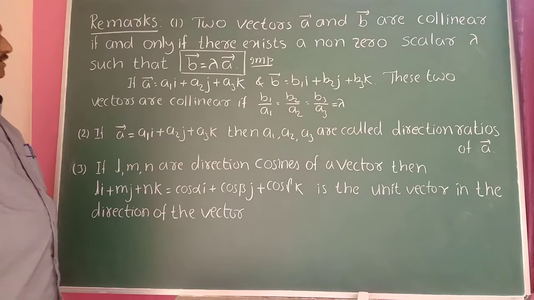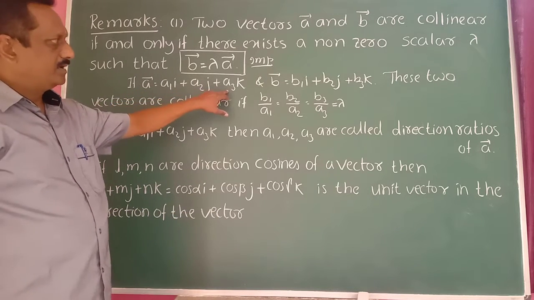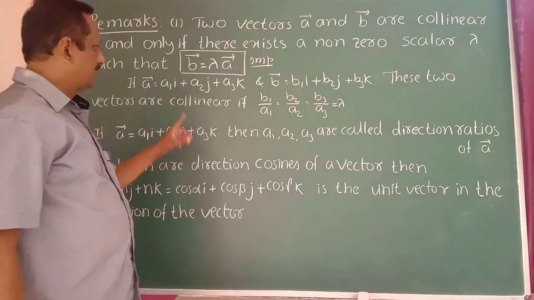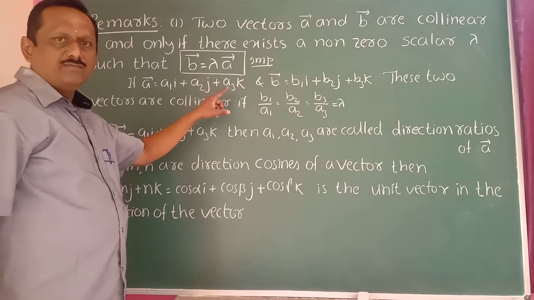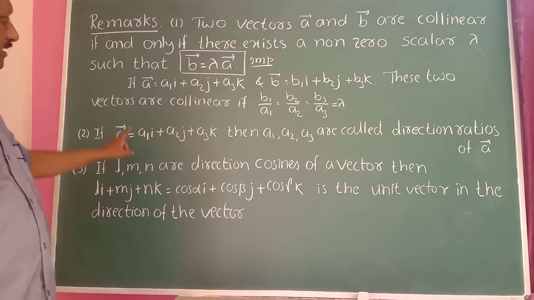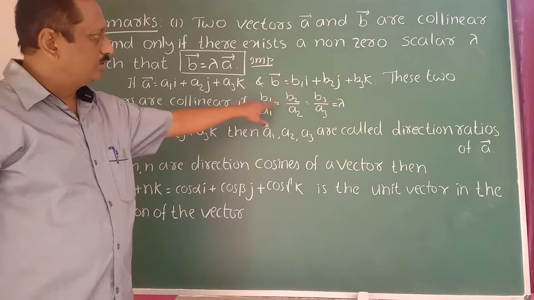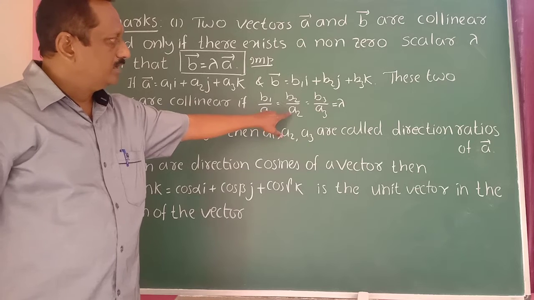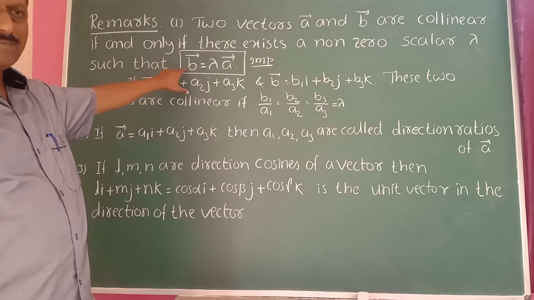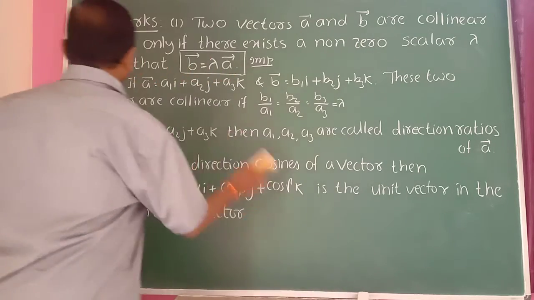Therefore, if a bar is equal to a1i plus a2j plus a3k, b bar is equal to b1i plus b2j plus b3k, these are the component forms of the vectors. Then these two vectors are collinear if b1 upon a1 is equal to b2 divided by a2 is equal to b3 upon a3 is equal to lambda. Means you are using the same result here, b bar is equal to lambda into a bar. In this case, just observe here.